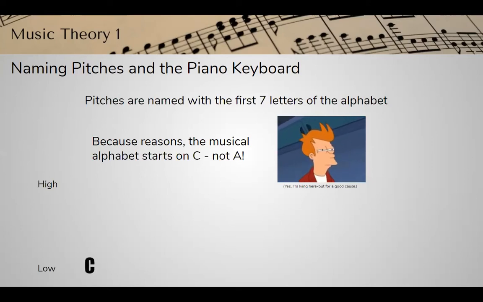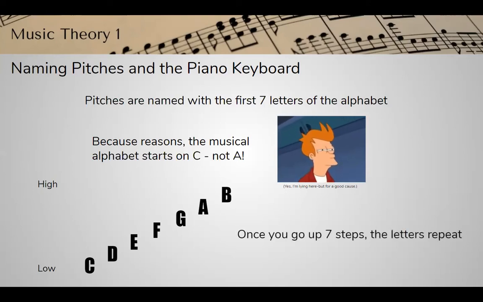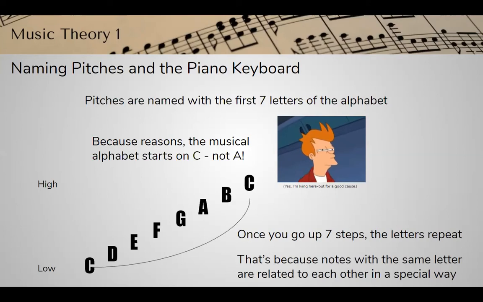Okay? And the note above that, we'll use a later letter in the alphabet and call that D. Okay, then we'll keep going. E, F, G, A, B. And then once we go up 7 steps, we run out of letters, right? Because I said we were only using the first 7 letters of the alphabet. We actually repeat the note that we started on, which is C. Okay? And that might seem a little strange, but it reflects the fact that those 2 notes, that lower C and that higher C, have a special relationship.